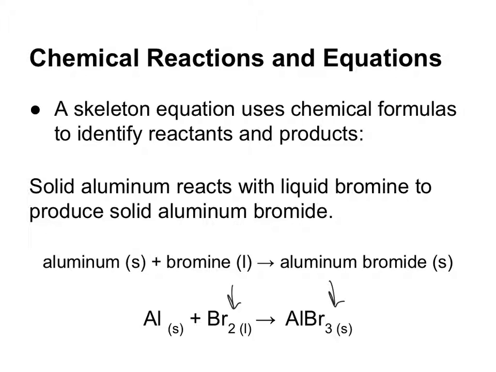Because the formula for bromine is Br2. The formula for aluminum bromide is AlBr3. I can't do anything about that. But what I can do, which is what we're going to do next, is I can use a different number of bromine molecules and a different number of aluminum bromide molecules to make the numbers match up.